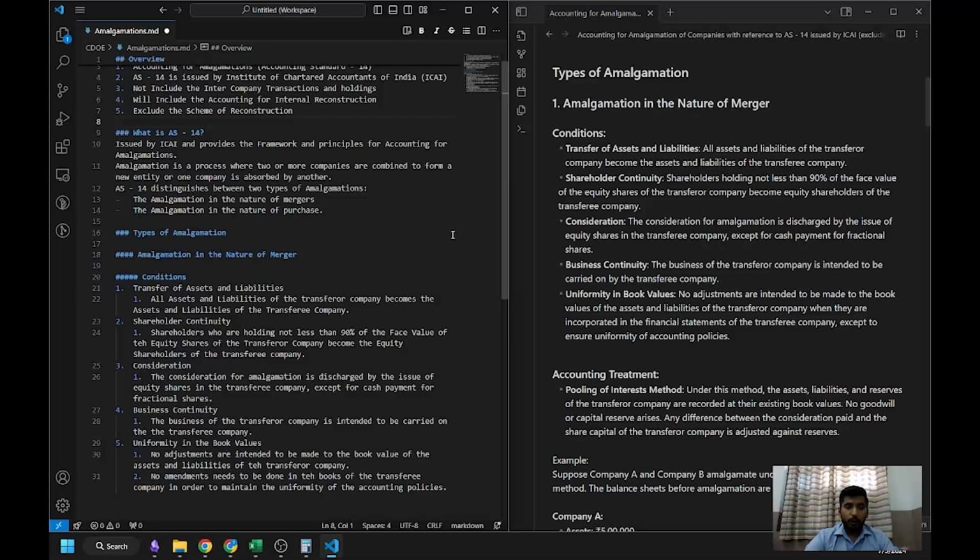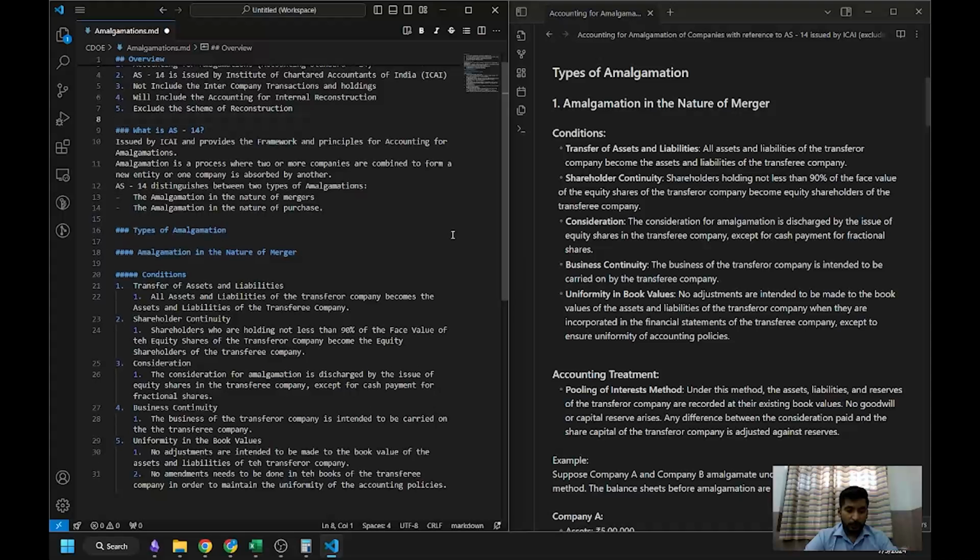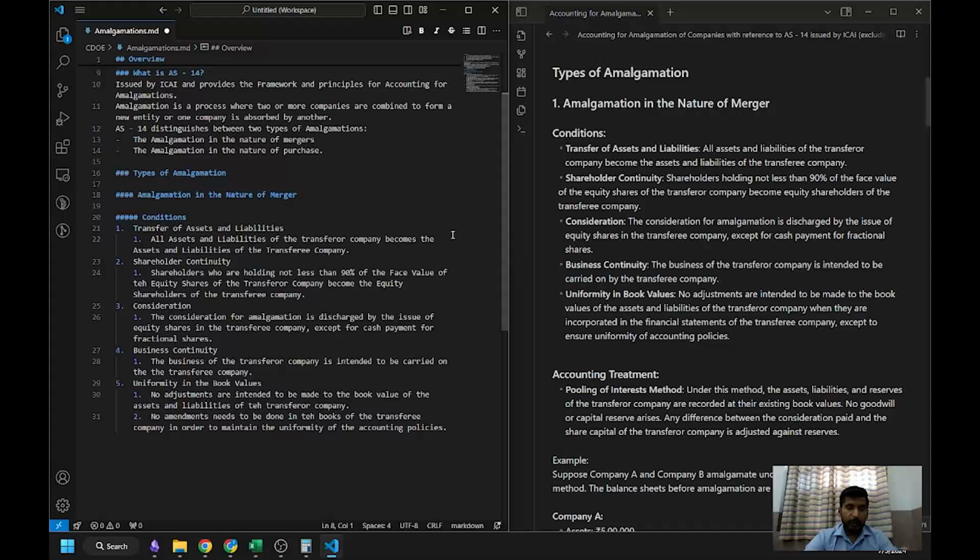This is the process of amalgamation. AS14 distinguishes between two types of amalgamations, that is the amalgamation in the nature of merger and amalgamation in the nature of purchase. Of the types of amalgamation, the first we talked about was the amalgamation in the nature of merger. Now there were certain conditions regarding it. In the next class, we will discuss the amalgamation in the nature of purchase, and we will look at the accounting treatment of the nature of merger.